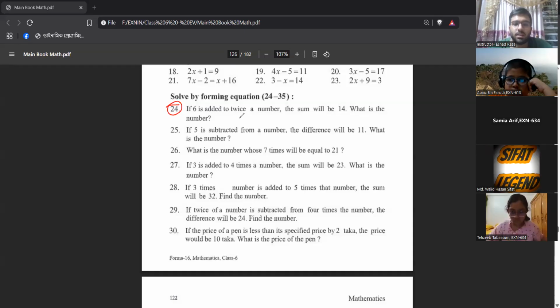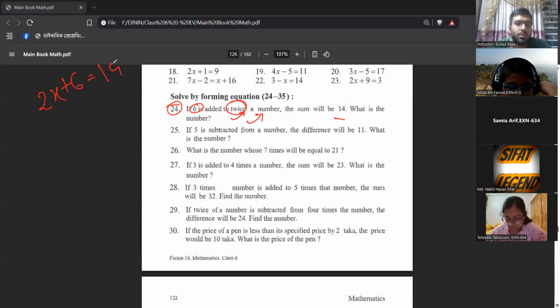If 6 is added to twice a number, the sum will be 14. What is the number? The chapter is finding the value of a variable. So let's see, what do we not know? The number. Let's say that the number is x. If the number is x, then twice the number is 2x. So 2x plus 6 is equal to 14. Now they're asking what is the value of x.